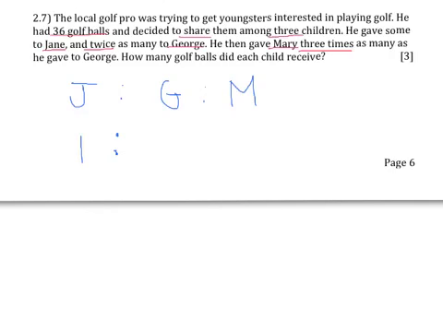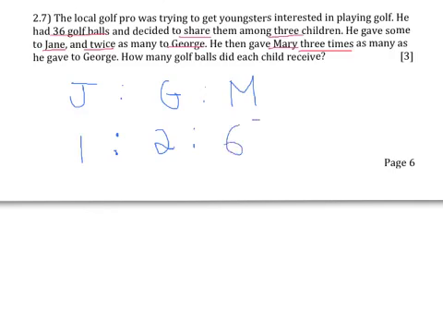So it says he gave some to Jane, twice as many to George. So twice as many means double, or 2 times however many Jane's got, and at this ratio it's 1, so that's just going to be 2. So we've already worked out that. That's pretty straightforward. And then it says he then gave Mary 3 times as many. Just be careful here, because it's not saying he gave 3 times as many as he gave to Jane, because that would just mean that the number would be 3. But he says gave 3 times as many as he gave to George. So 3 times as many as George got. Now George has got 2, as we've seen. So it'll be 3 times 2, which will mean that Mary will get 6.